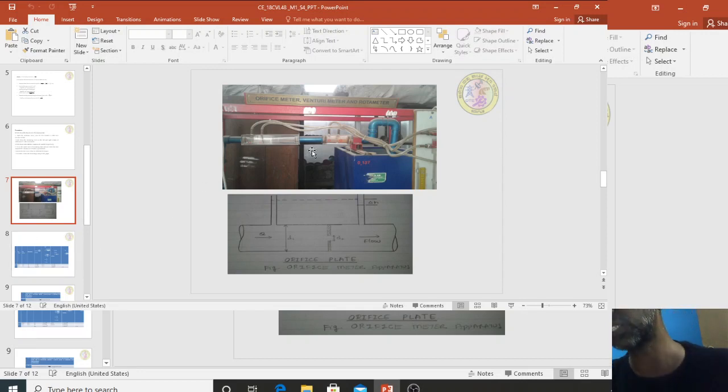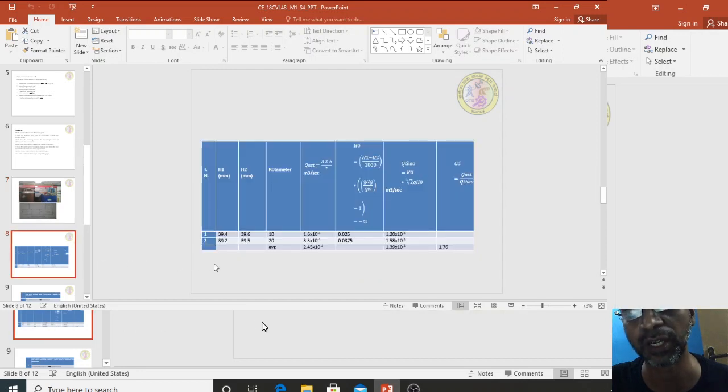Afterwards, there is the collecting tank. The tank is fitted with a piezometer. What we have to do is, for a 10 centimeter rise in this tank, we have to record how much time it takes. Now let us see with a typical example how these calculations have to be done.